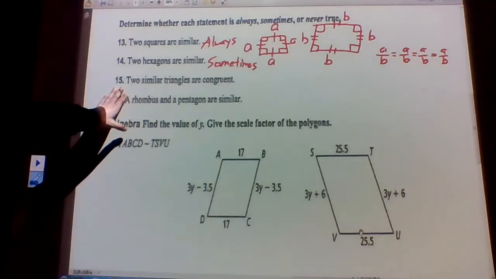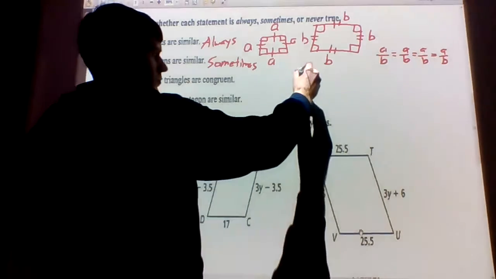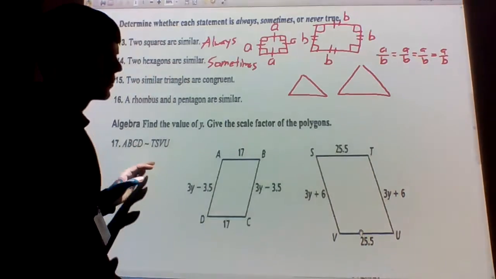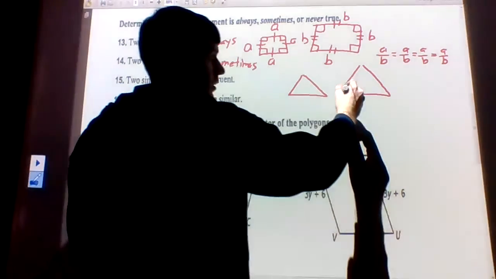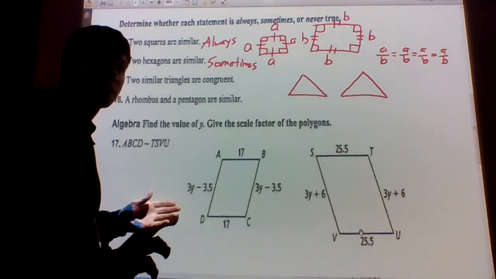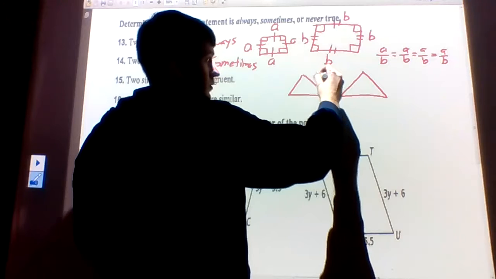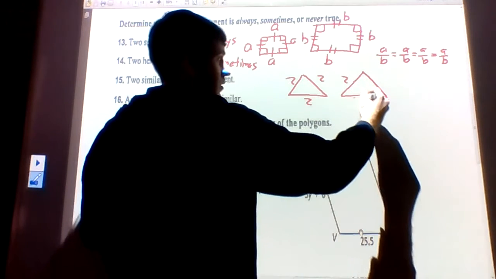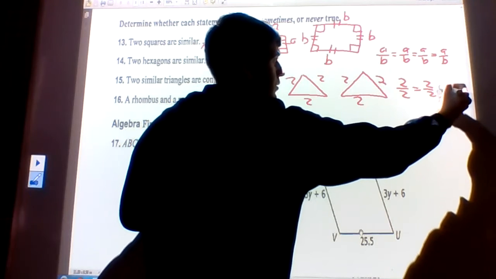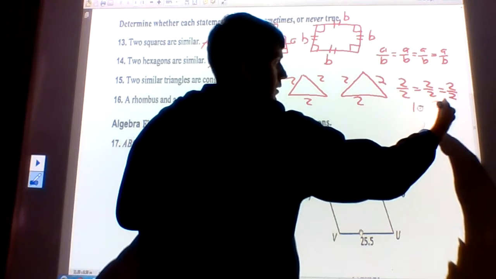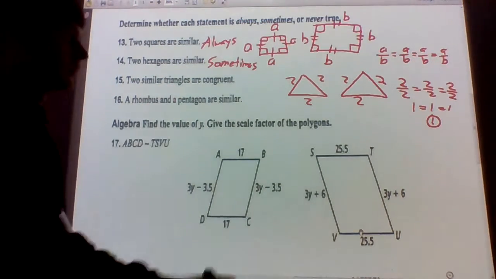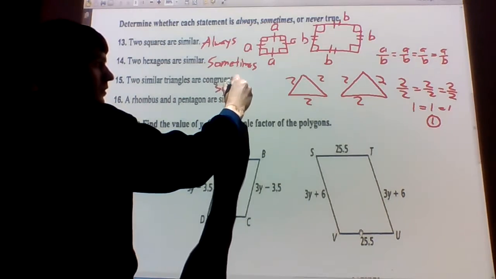Two similar triangles are congruent. So here you could have similar triangles. Those are not congruent because they're different sizes, but you could have them being the same, right? They could be if the scale factor here was, right, 2 over 2, 2 over 2, 2 over 2, your scale factor would be 1. So if your scale factor is 1, then they're congruent. So this would be a sometimes.